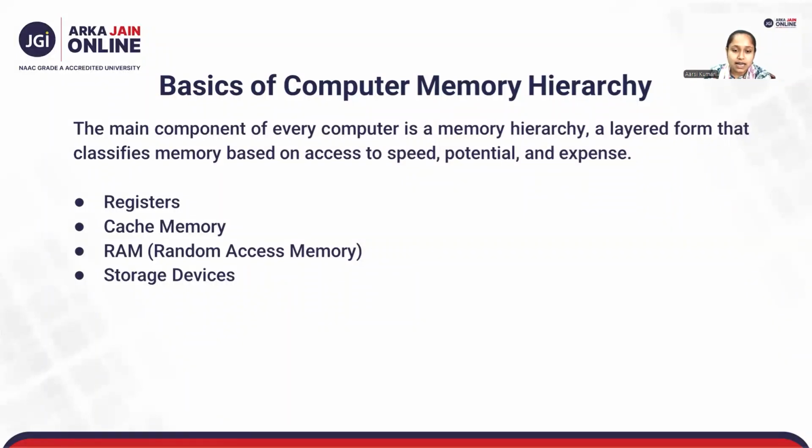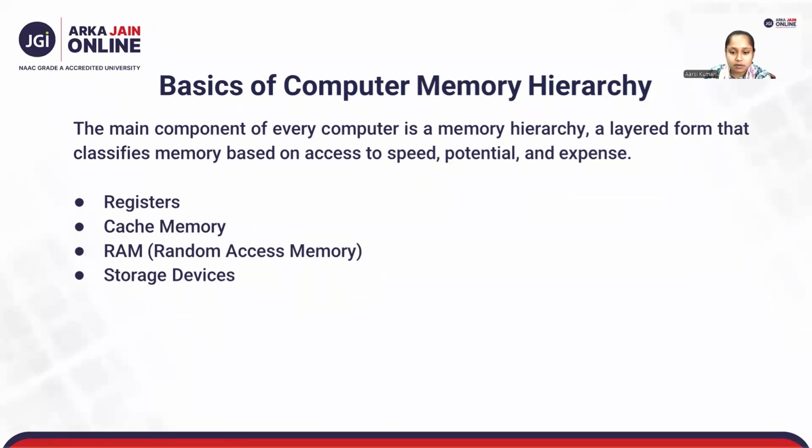Cache memory. Cache memory is the mediator between register and RAM. It's quicker than RAM but larger than registers. The CPU uses cache memory to save frequently used data and instructions, decreasing the time it takes to fetch data from the slower RAM.